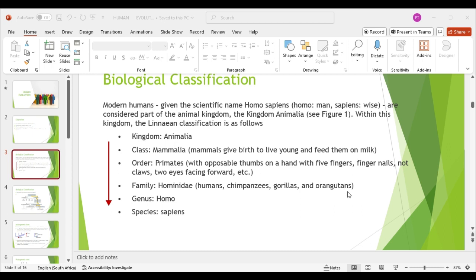So we are in the family Hominidae. Humans, chimpanzees, gorillas, and orangutans are in the family Hominidae. So we all fall in the family Hominidae. We are of the genus Homo, and then our species is sapiens.